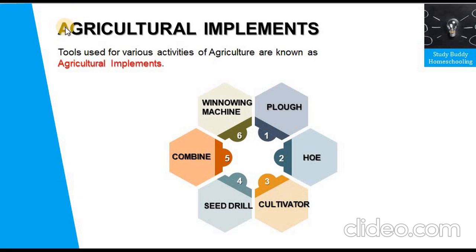It's from CBSE Class 8, Science, Chapter 1, Crop Production and Management. So what are agricultural implements? Different tools that farmers use during agriculture are known as agricultural implements. Here are some of the tools which are listed. They are plow, hoe, cultivator, seed drill, combine, winnowing machine. So let's see about each one of them in this session.